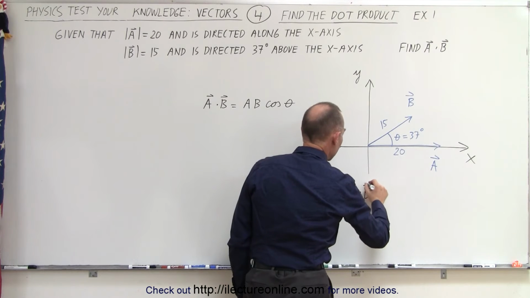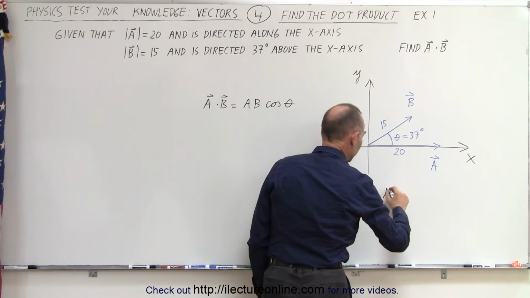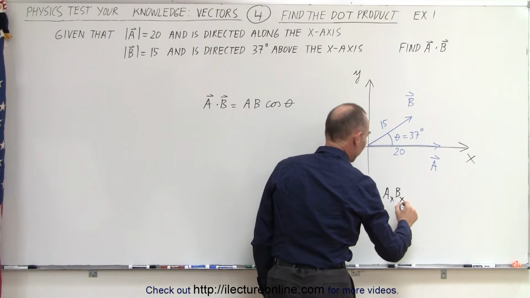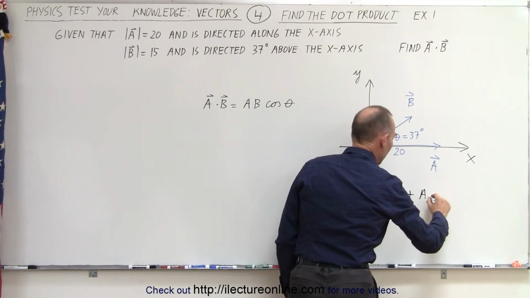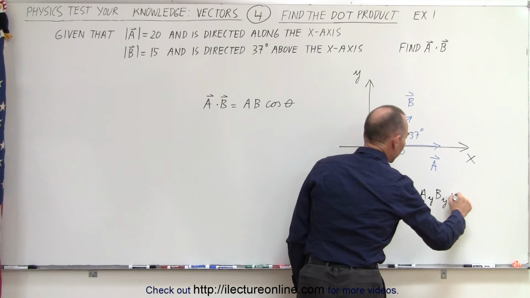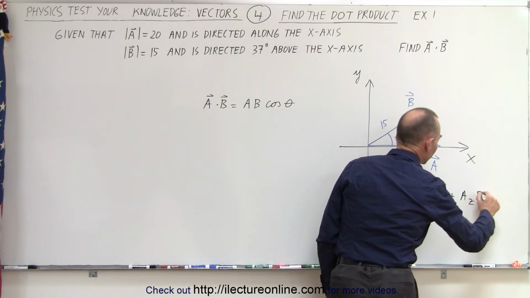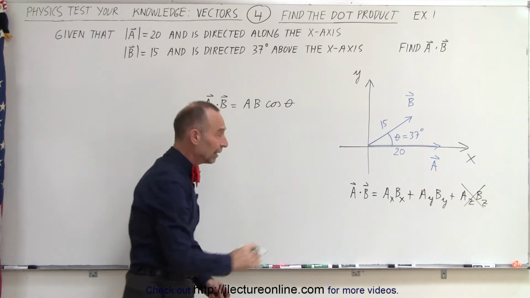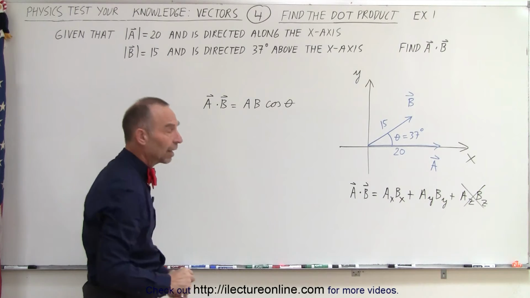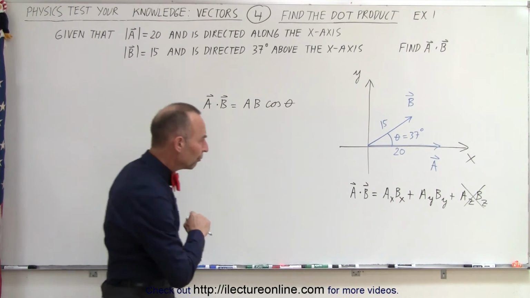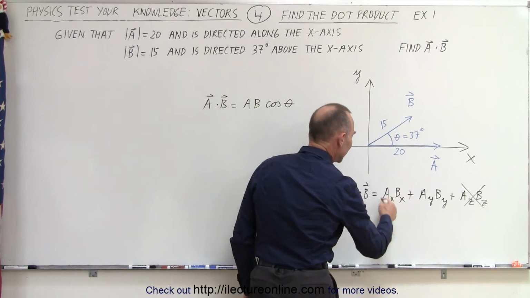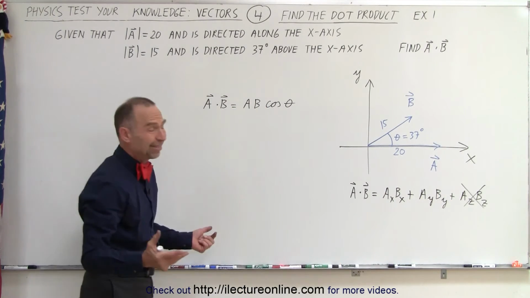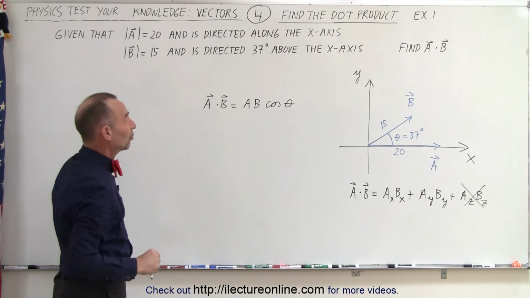A dot B is equal to the product of the component of A in the x direction times the component of B in the x direction, plus AY BY plus AZ BZ. Now in this particular case, we're only dealing with the xy plane, so we don't need that third term, but we could also find the dot product like that. But in order to find the dot product that way, we would need to know the x components of A and B and the y components of A and B. And since we don't know those, that would not be the best way to go about it.